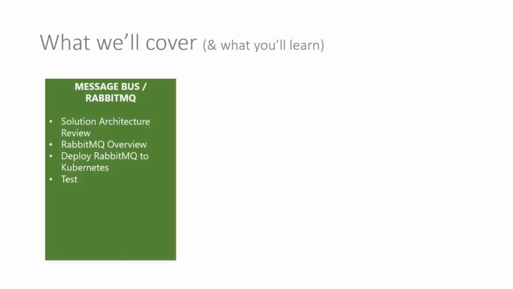Part 7, we then look at our message bus, which is RabbitMQ in this case. So we do a review of our solution architecture. We give an overview of what RabbitMQ is. We deploy RabbitMQ to Kubernetes and we test it.